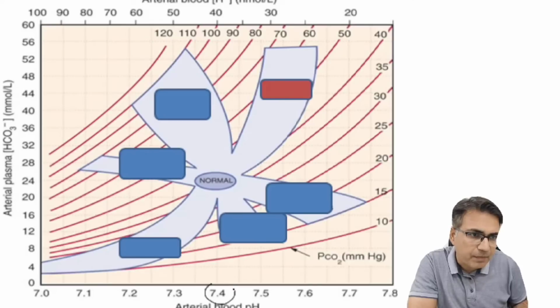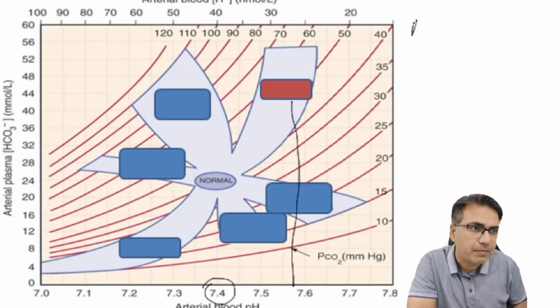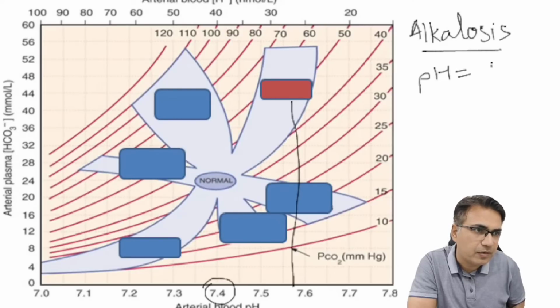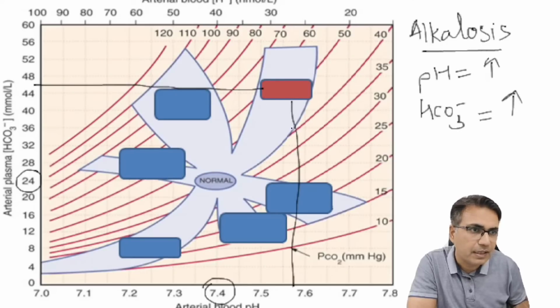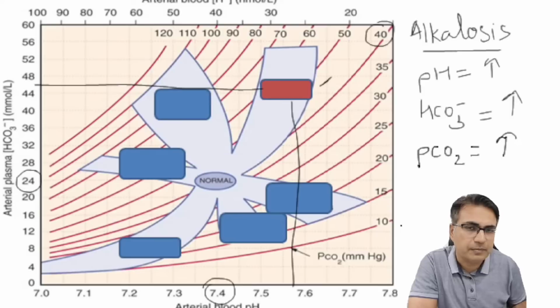First look at the pH. pH is more than 7.4, so it must be alkalosis. Okay, pH is more than the normal value. Now look at the bicarbonate level. In the red box the bicarbonate level is again more than normal. Now this red line is representing PCO2. Third, you have to look at the PCO2 level, which is again more than normal.